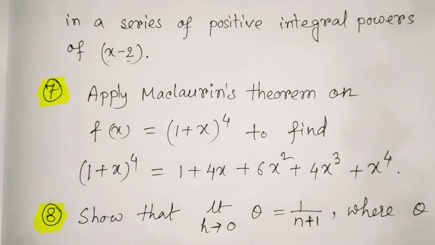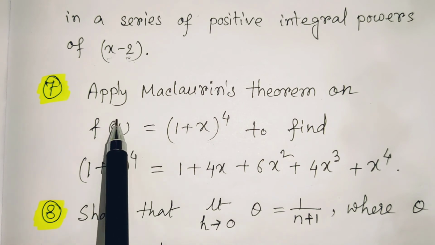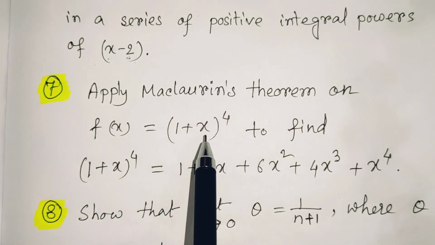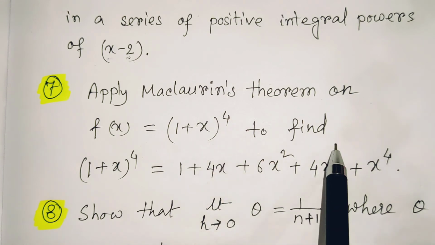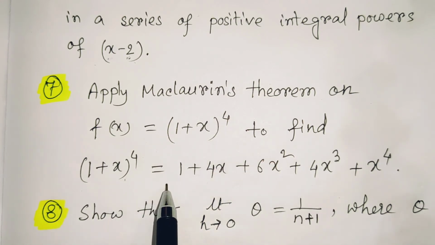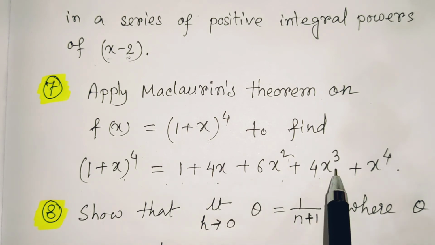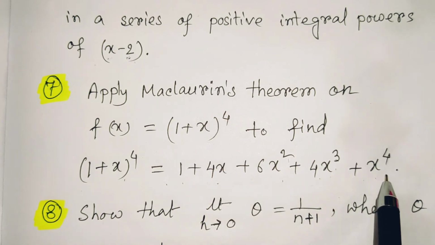Anyway, one more question is there, and the question is: apply Maclaurin's theorem on f(x) is equal to (1 plus x) to the power 4 to find that (1 plus x) to the power 4 is equal to 1 plus 4x plus 6x squared plus 4x cubed plus x to the power of 4.